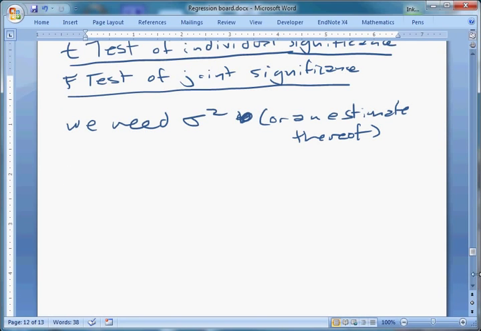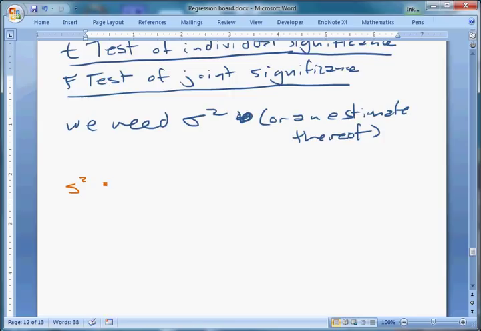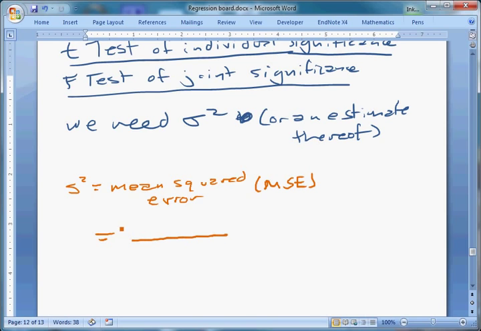Okay. So to estimate sigma squared, we're going to use s squared, just like we've used before, which is going to be our mean squared error, also called the MSE. The way we calculate that is with this formula. It's going to be the sum from i equals 1 to n of our residual, right? y_i minus y hat_i, squared, over n minus k minus 1.